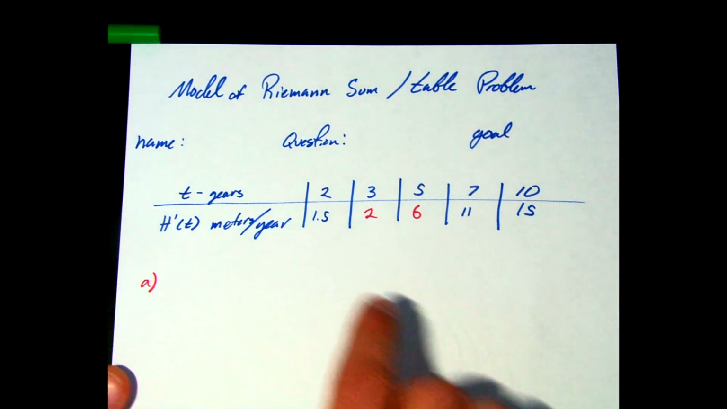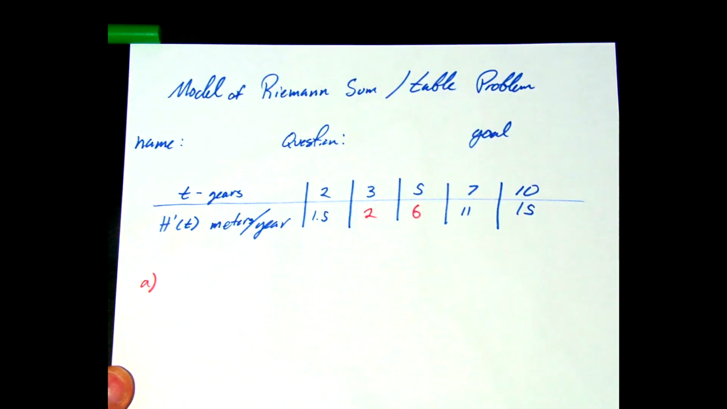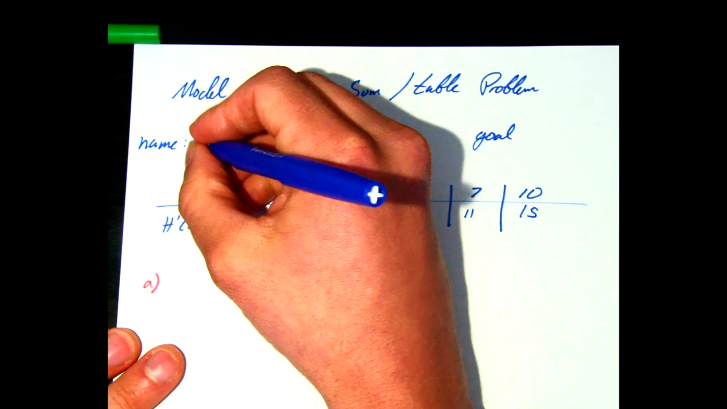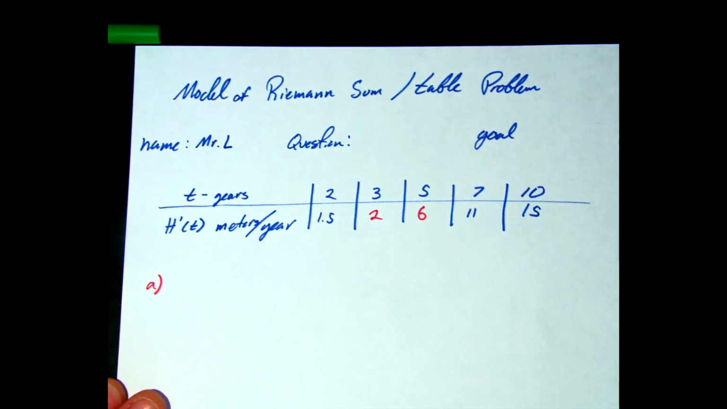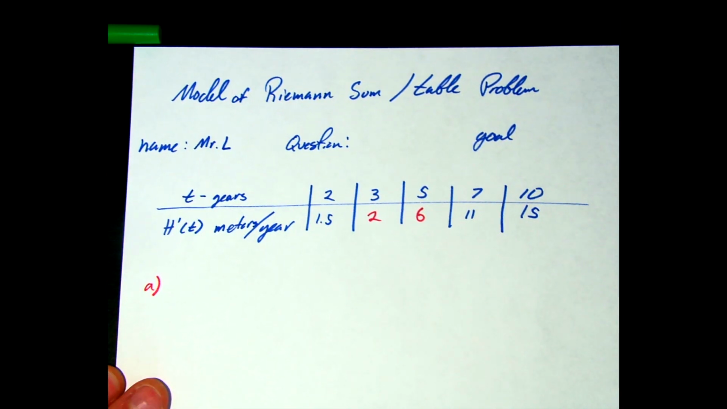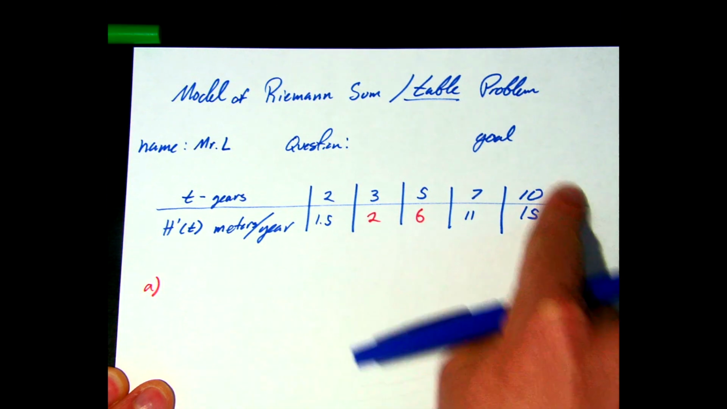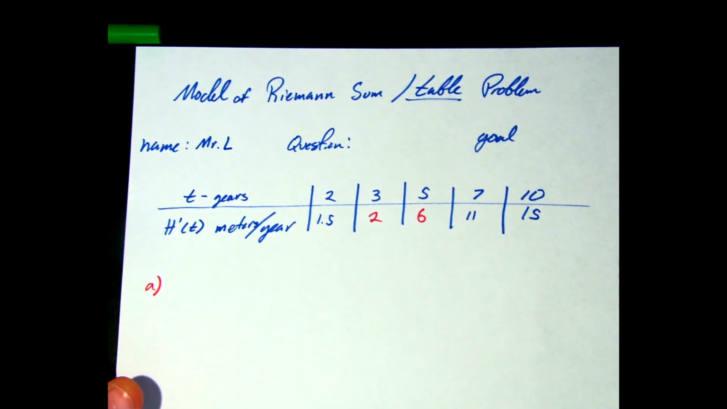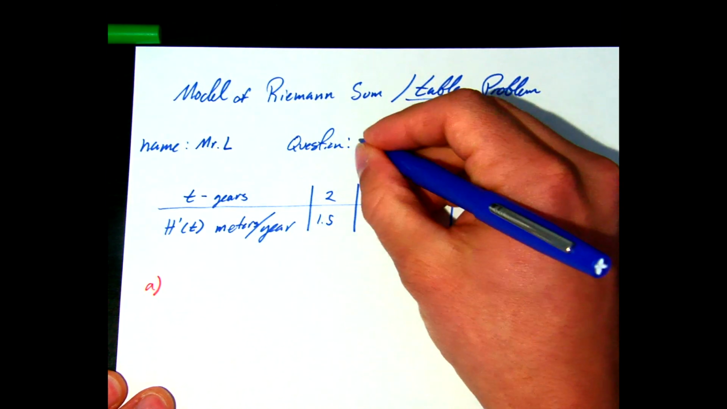All right, team. This is going to be the model of a Riemann sum or table problem. First of all, before we get started on this, please write your name. Also, take a second to identify the question type. The reason these are called table problems is they're going to give you a table and ask you to make conclusions about it. So this is going to be a table problem.